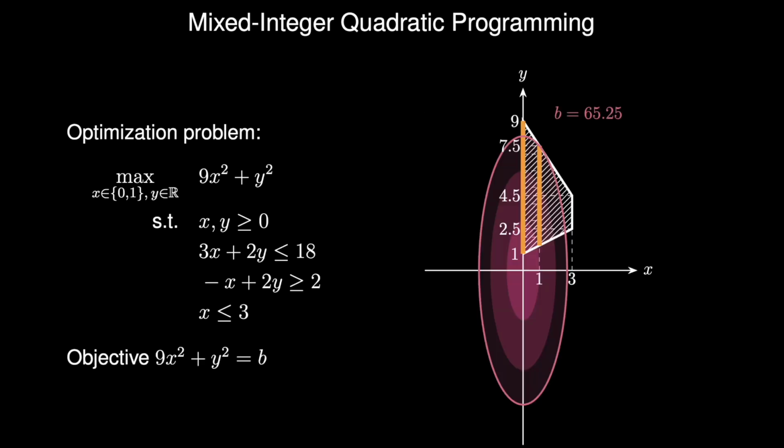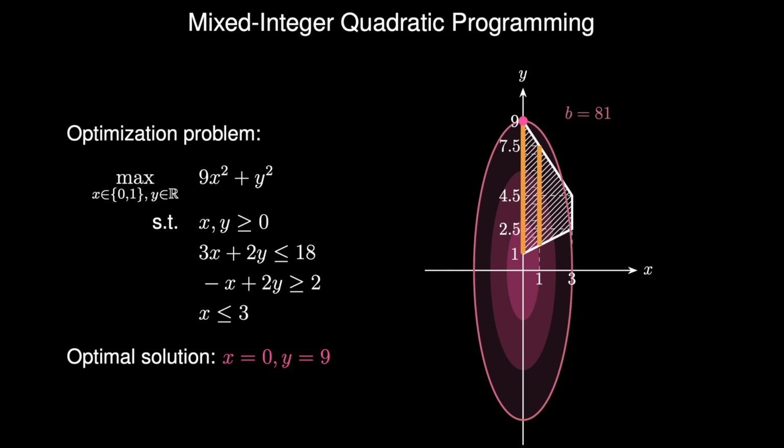Expanding the ellipse outward from the origin, we look for the largest value of b. At b equals 65.25, the ellipse just touches the line of x equals 1. Surprisingly, the optimal mixed integer quadratic programming solution is x equals 0, y equals 9, not x equals 1 as you might expect from the heavy weight on x.